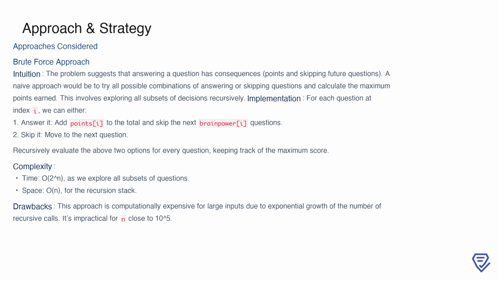While this approach ensures that we evaluate all possible outcomes, its complexity is exponential, growing as O(2^n), because we are essentially exploring all subsets of decisions. This makes it highly impractical for large inputs, especially when the number of questions, n, approaches 10^5. Additionally, the recursion stack requires O(n) space, contributing to further inefficiency for larger datasets.